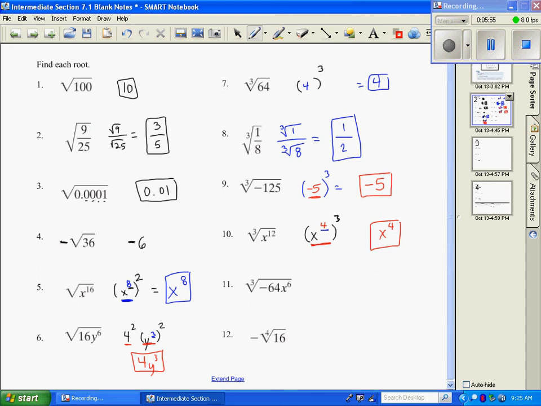Number 11, what cubed, I work with my coefficient first, what cubed gives me negative 64? And that's a negative 4. What cubed gives me x to the 6th, which is going to be x squared.